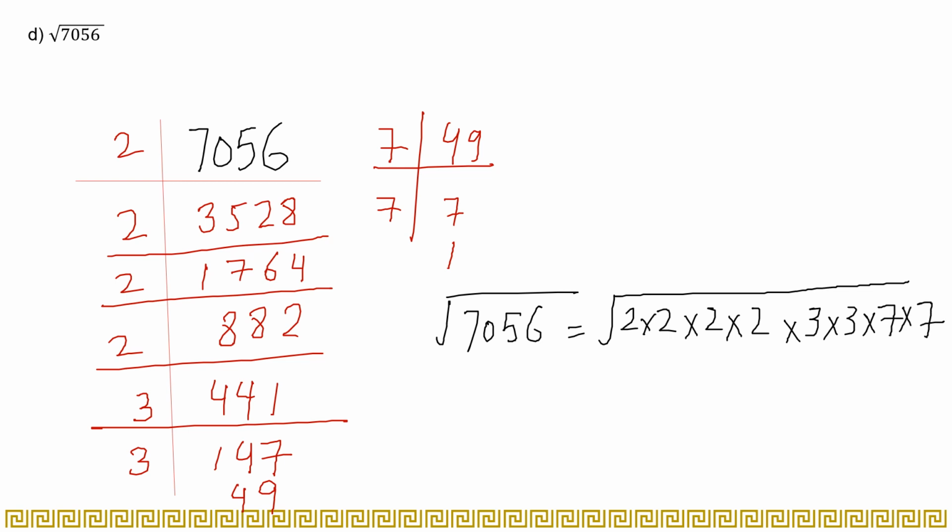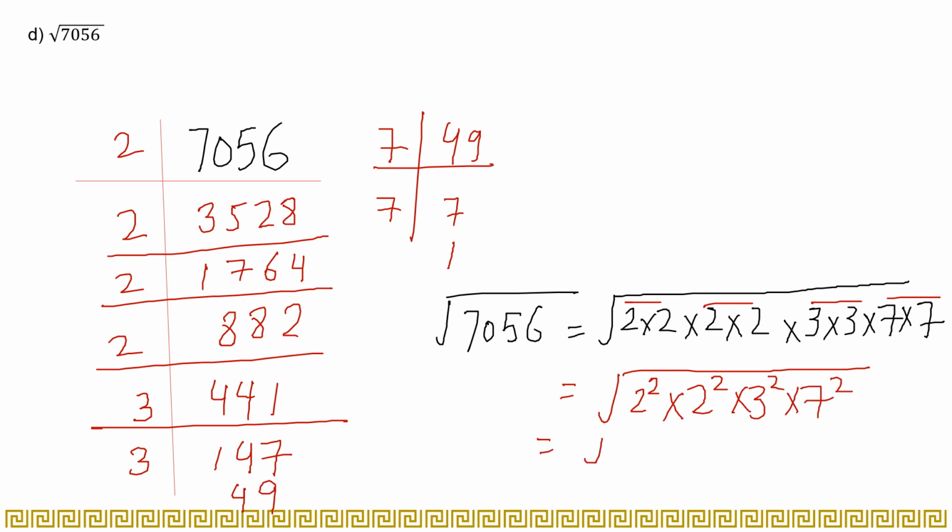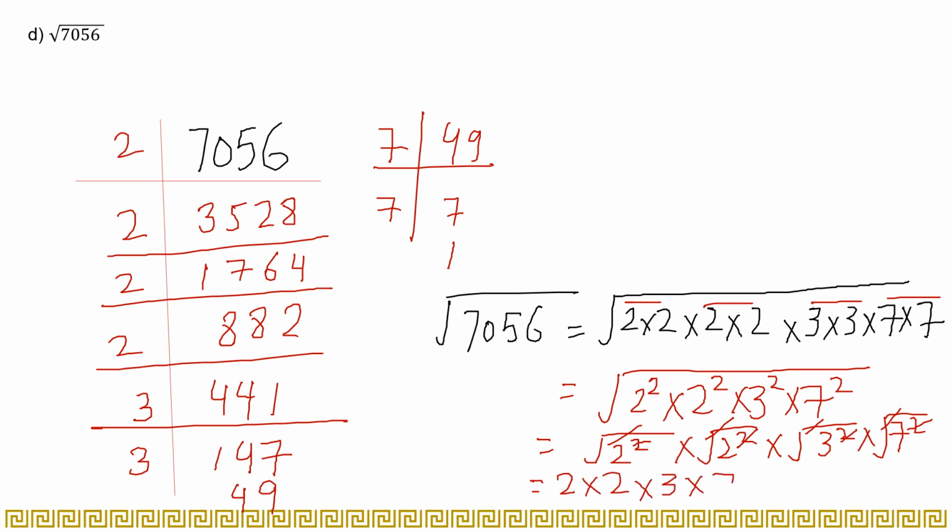Again, pairing these numbers, these two, these two, these two, these two. Of course, you have to pair the same numbers, right? And writing in index notation, 2 square, 2 square, 3 square, and 7 square, right? Applying root separately on every number, root of 2 square, root of 2 square, root of 3 square, and root of 7 square. Square cancels with root in each, right? And you will get 2 multiplied by 2 multiplied by 3 multiplied by 7.